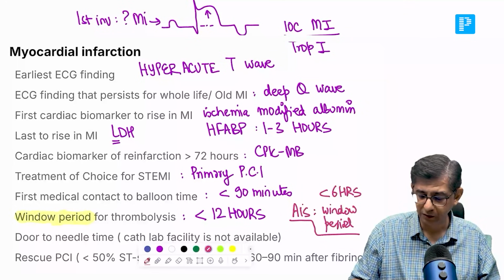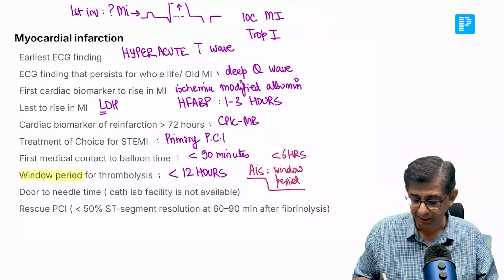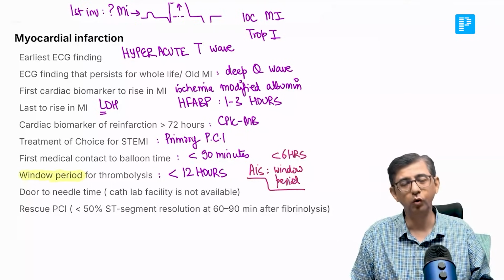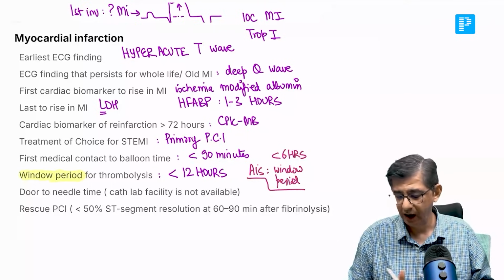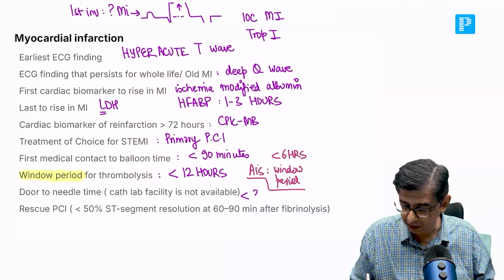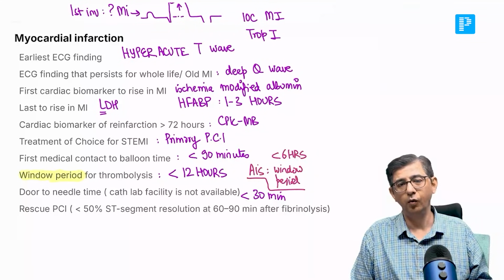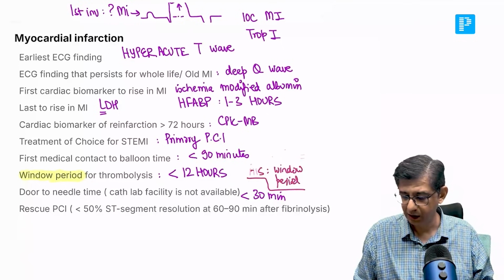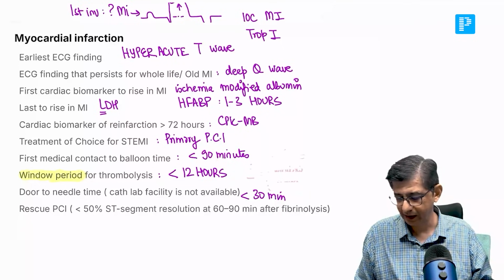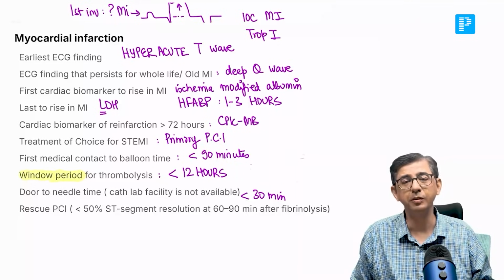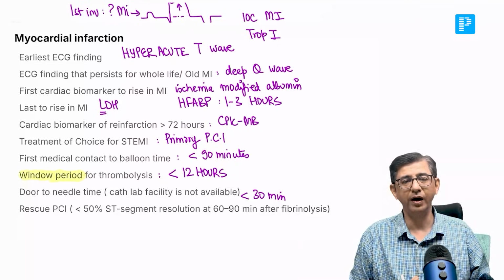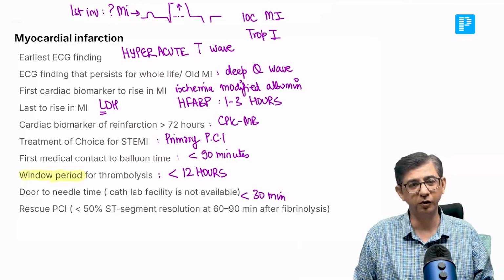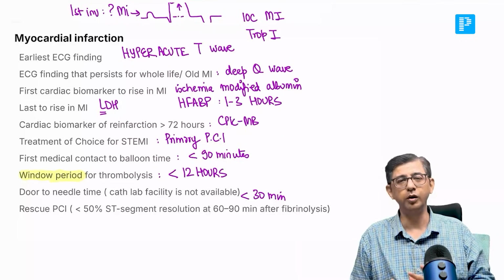If I'm working at a place where cath lab facility is not available and I have to go ahead and do a thrombolysis, then this should be started within 30 minutes. So there are two separate aspects which I have highlighted before you. I'll write this part for stroke once again for comparison's sake, a little separately, because the data should be very clear. You can see from the representation that window period for thrombolysis of 12 hours and door to needle time do not mean the same.